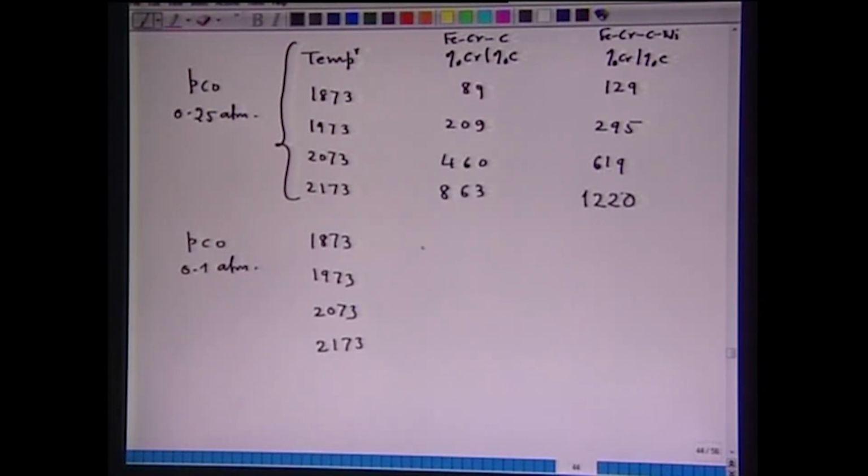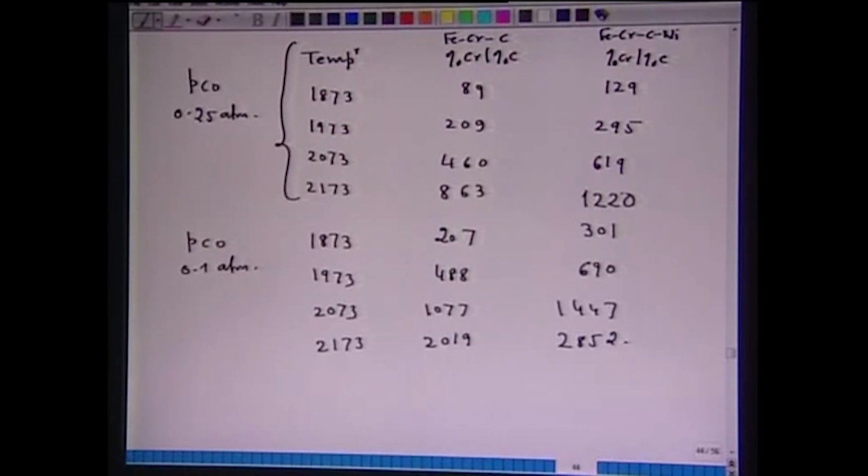Then the ratio becomes 207, 488, 1077 and 2019. Here it becomes 301, 690, 1447 and 2852. So, what does this calculation indicate?